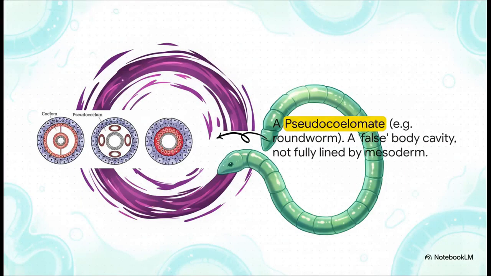The next experiment was a sort of cavity. These are the pseudocoelomates. Think of something like a roundworm. They have a body cavity, but we call it a false one because if you look closely, it's not completely lined by that all-important mesoderm tissue. It's a good try, a step in the right direction, but not the final design.